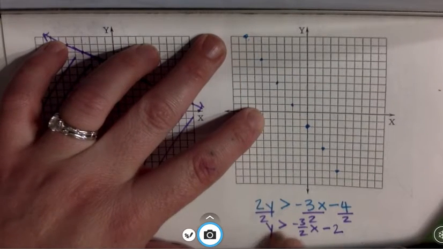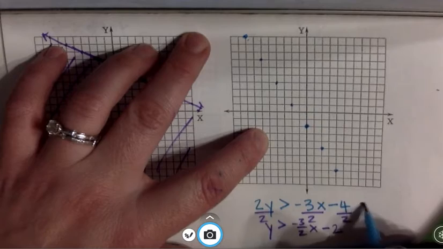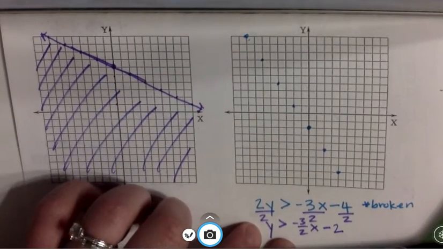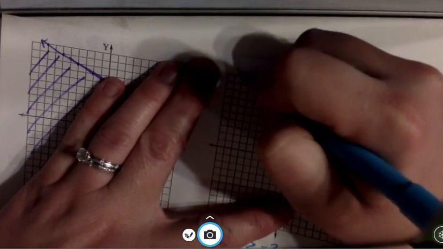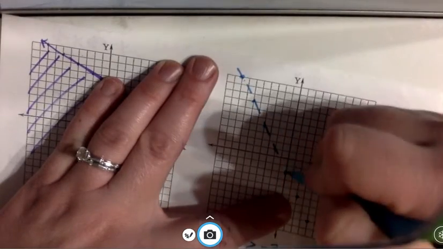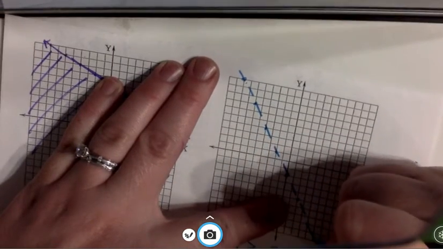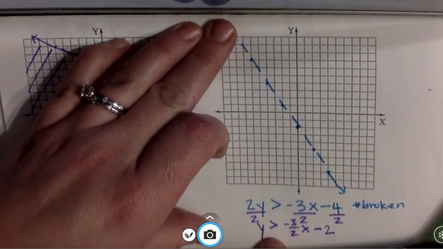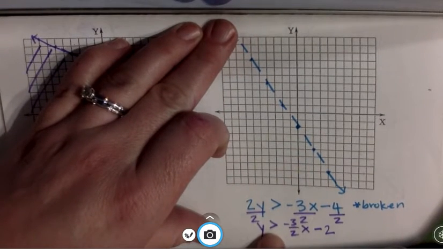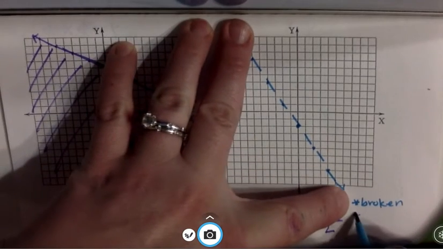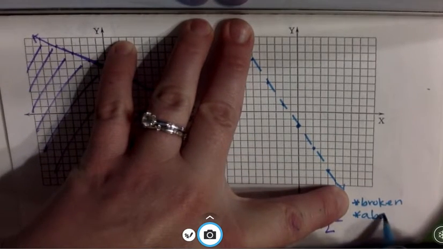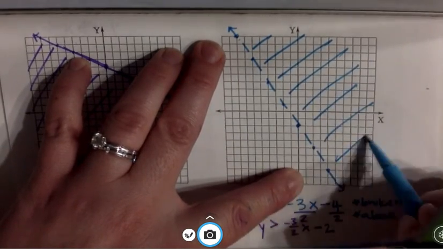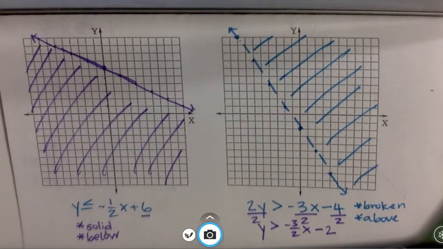And then I'm going to show this is going to be a broken line because it's a greater than and not equal to. So it's a broken line. There we go. And then we are going to shade above because this is a greater than sign, so above. And I'm done. Cool? Cool.